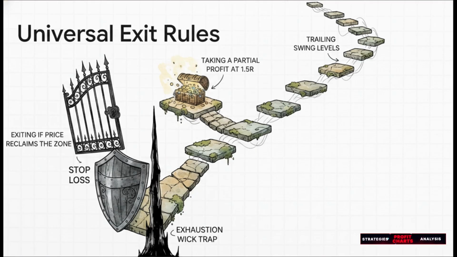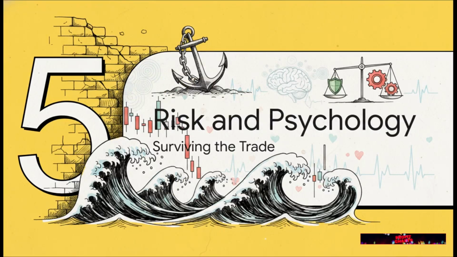Next, take that first partial profit at 1.5R to lock in gains. This instantly removes the psychological pressure. Then, just trail the remaining position using prior swing levels. Finally, exit fully if the price reclaims the original exhaustion zone. Honoring these rules, that's what separates the professionals from the gamblers. This leads us to our final, and honestly probably the most important section.